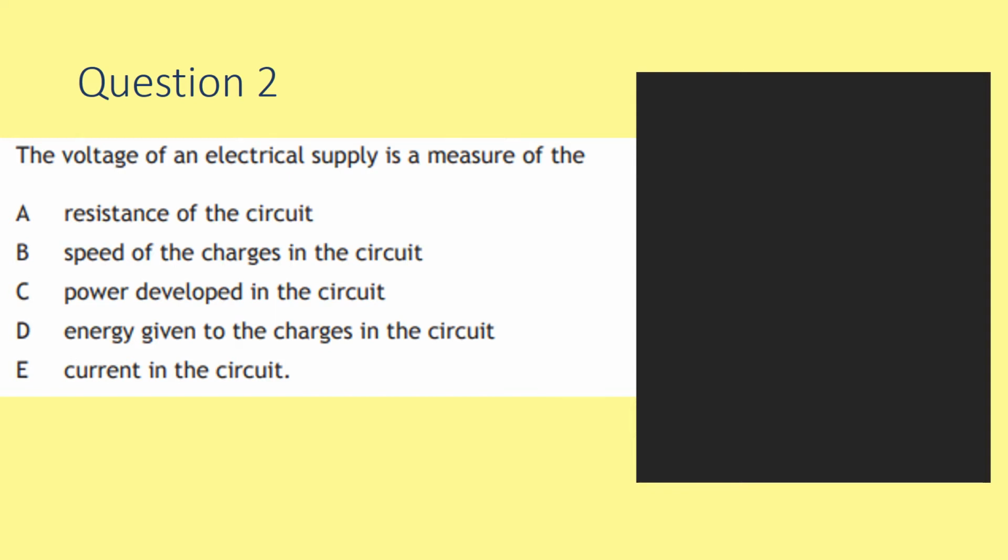The speed of the charges in the circuit can be considered as the current. So the voltage of an electrical supply is a measure of D, the energy given to the charges in the circuit.